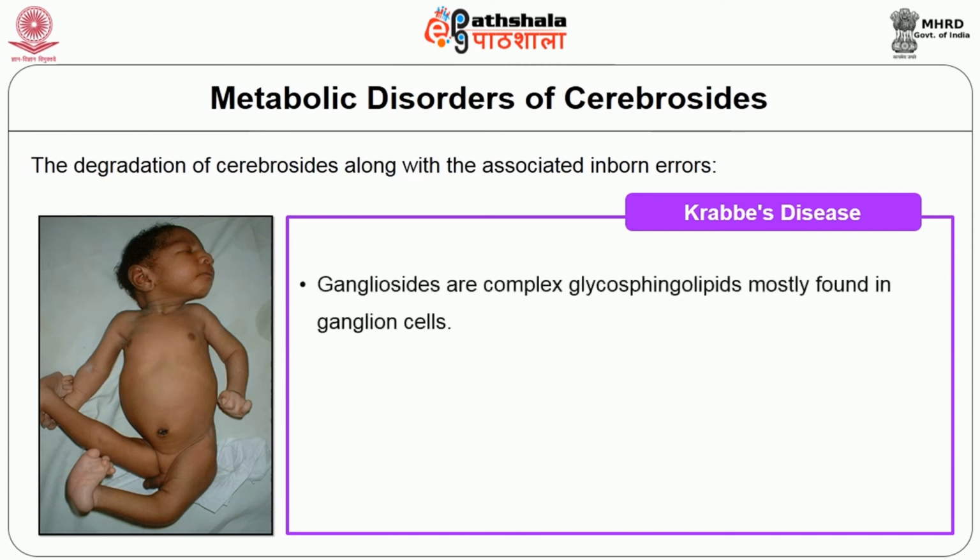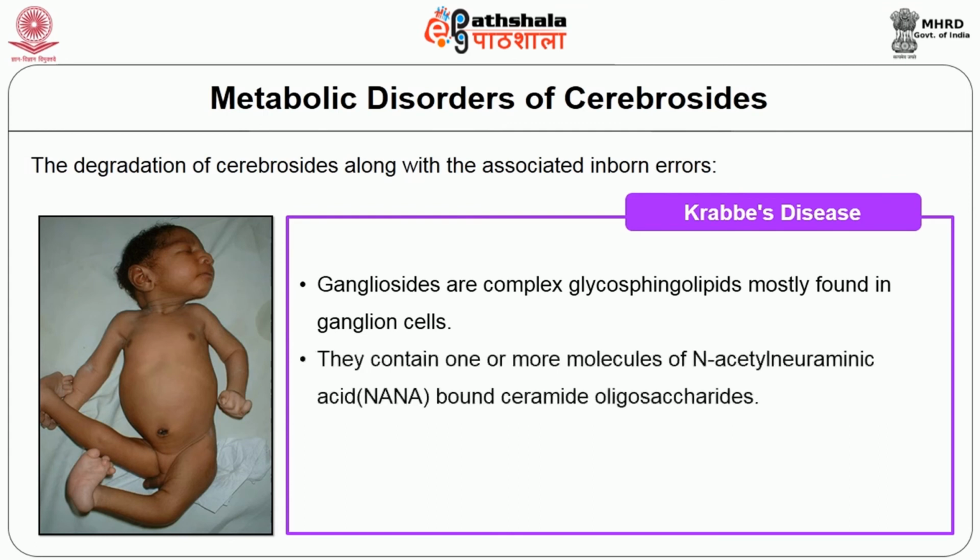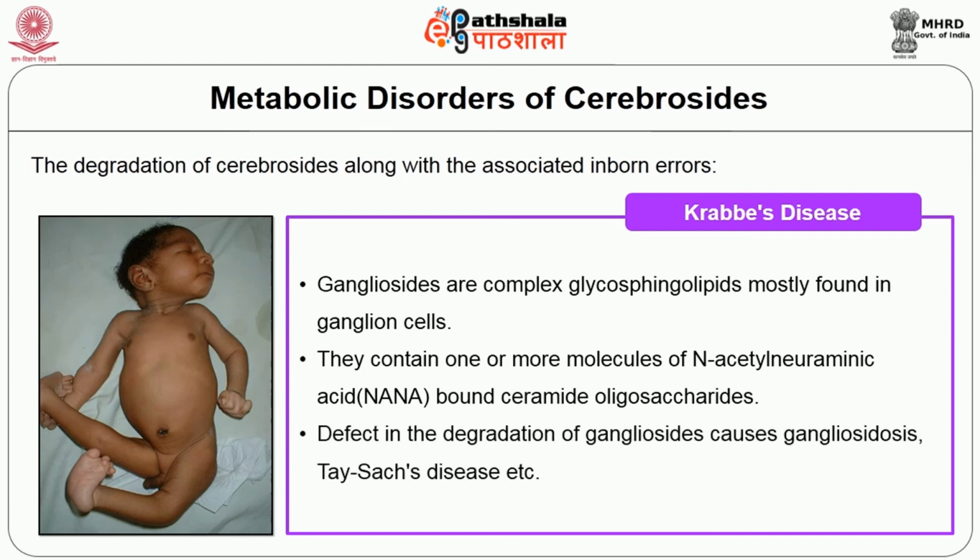Gangliosides are complex glycosphingolipids mostly found in ganglion cells. They contain one or more molecules of N-acetylneuraminic acid, called NANA, bound to ceramide oligosaccharides. Defect in the degradation of gangliosides causes gangliosidosis, such as Tay-Sachs disease.